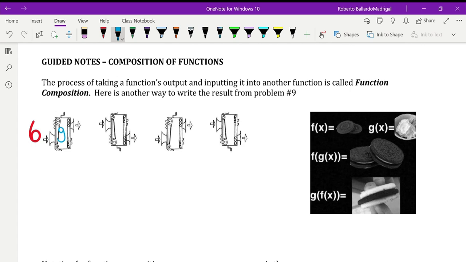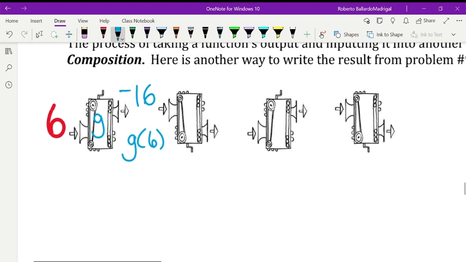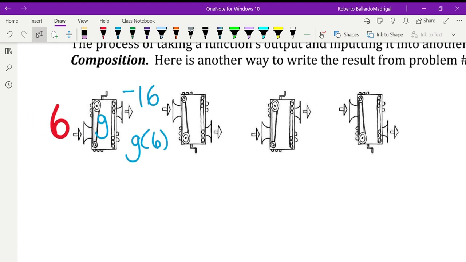Plugging in 6 into function g is the same as doing g of 6, right? Because we plugged in 6 into g, gives us g of 6. Well, g of 6 we said was negative 16. Negative 16, we plugged it into k. Plugging in negative 16 into k is the same as finding k of negative 16, where negative 16 is our input.